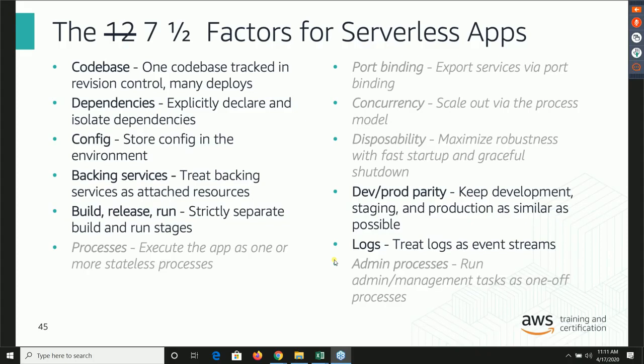Again, just quickly moving through disposability, that is part of the Lambda architecture itself. It's intrinsically event driven. So besides the cold starts, shutdown and starts are fairly automatic there.